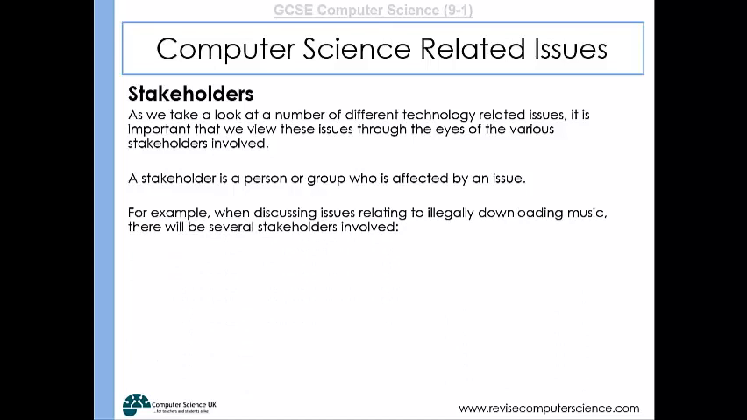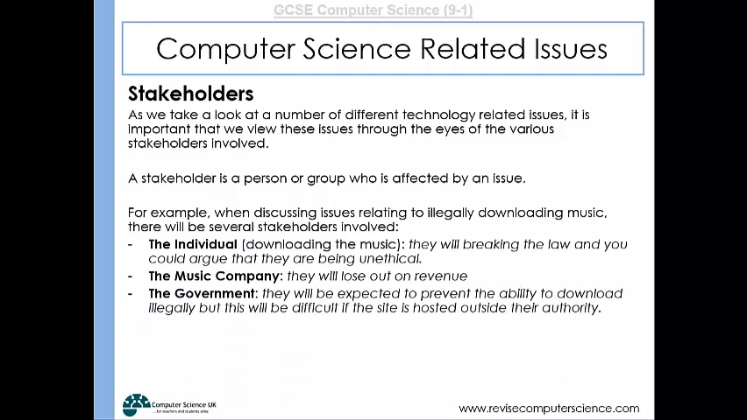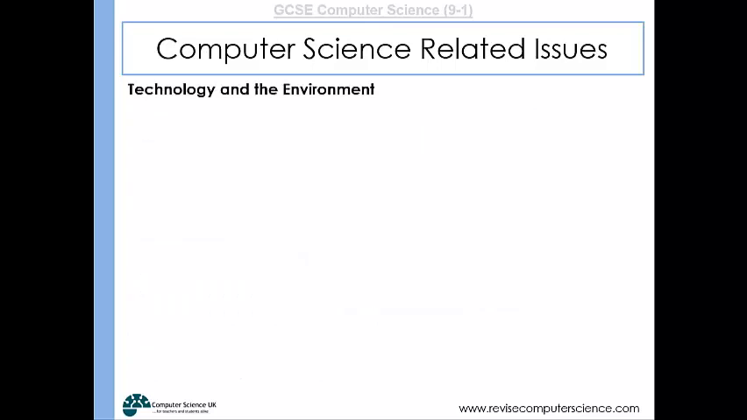For example, when discussing issues related to illegally downloading music, there'll be several stakeholders involved. You'd have the individual who's downloading the music, and they'll be breaking the law, and you could argue that they are being unethical. The music company is going to lose out on revenue, and governments are involved as well, because they will be expected to prevent the ability to download illegally. This will be difficult if the site is hosted outside of their authority. So you will be expected to discuss a variety of issues in your exam, and your discussions need to be from all sides. You will identify the stakeholders and work out how they are affected by the issue.